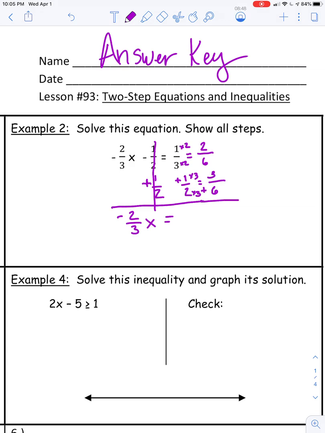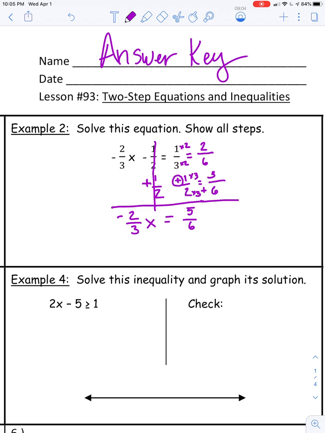And we're adding, remember? We're adding. That's what happened when we moved the 1/2 over here. So now I have 2/6 plus 3/6. I get 5/6 here. Okay, but I'm not done yet, right? Because I have not isolated my variable. I don't know what x is equal to.